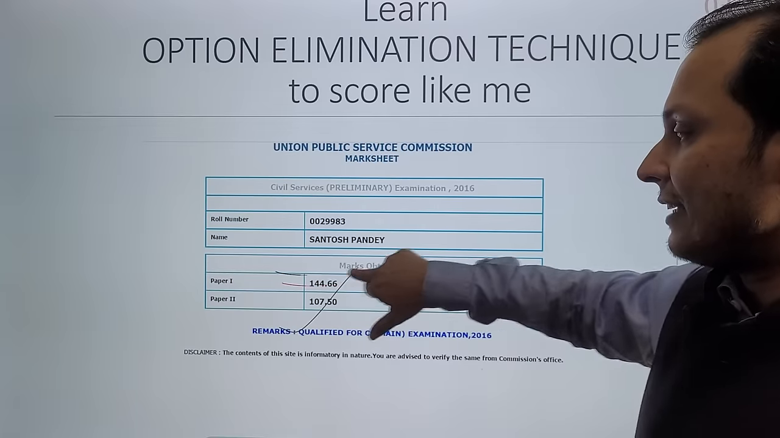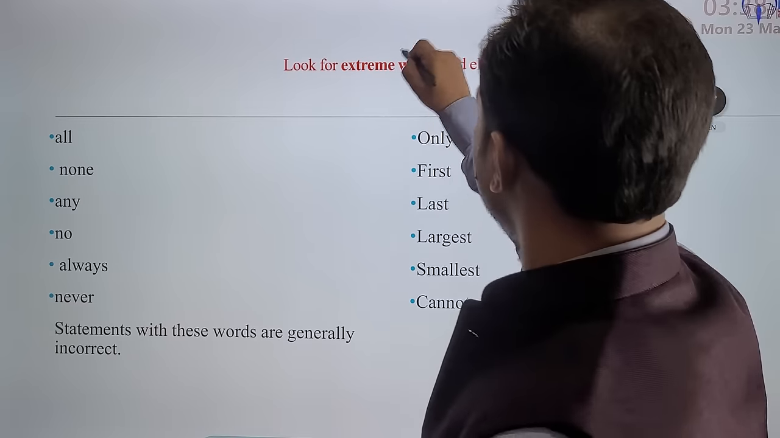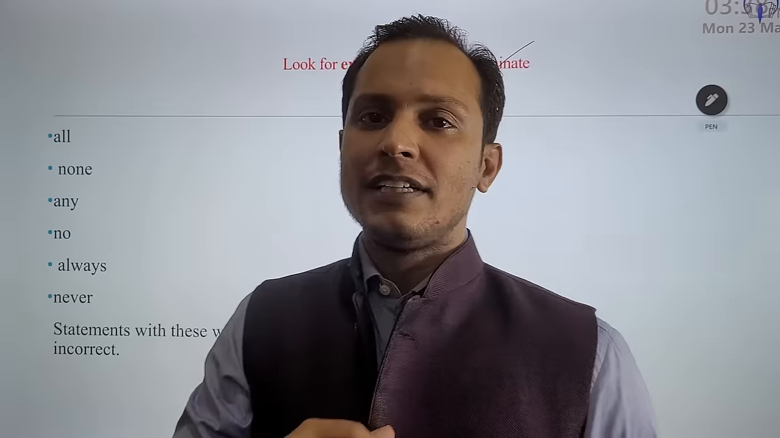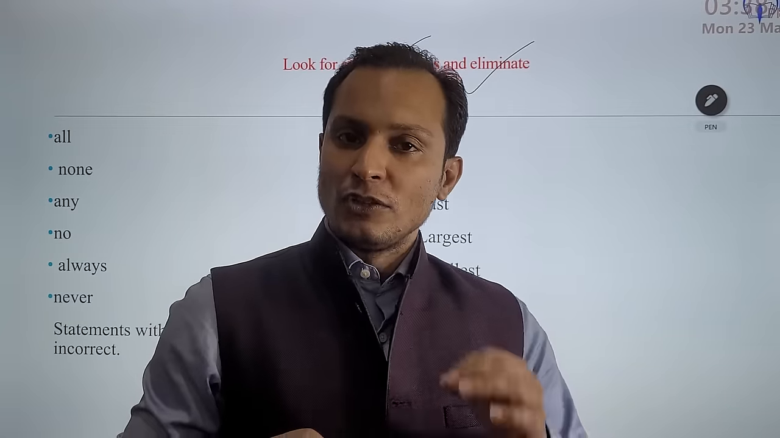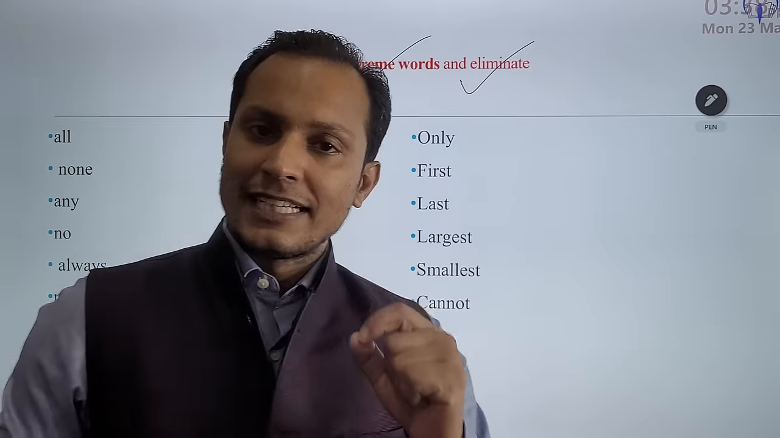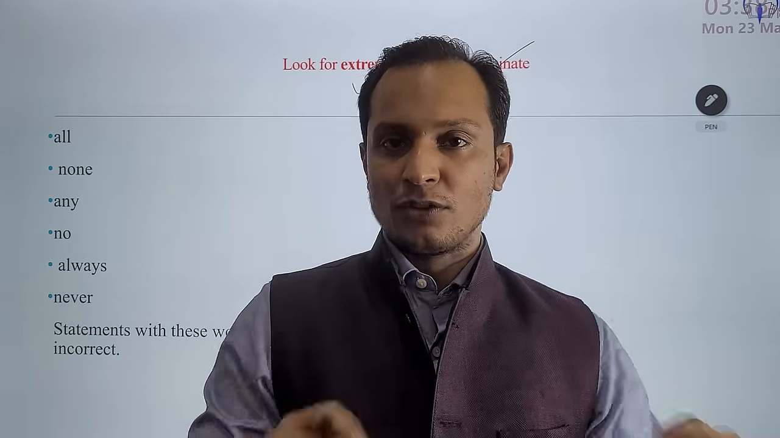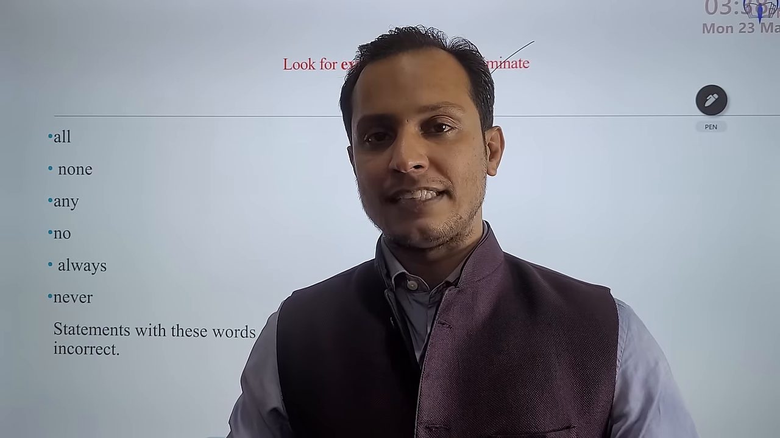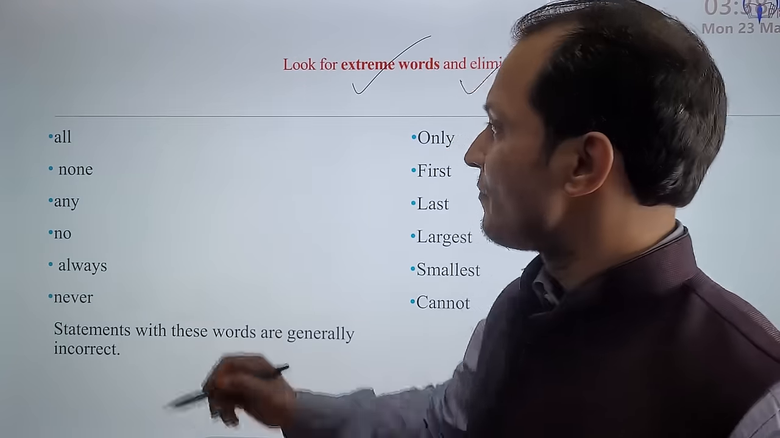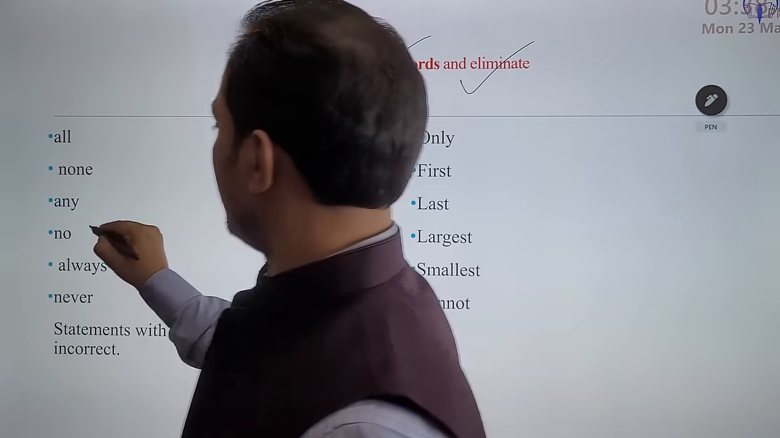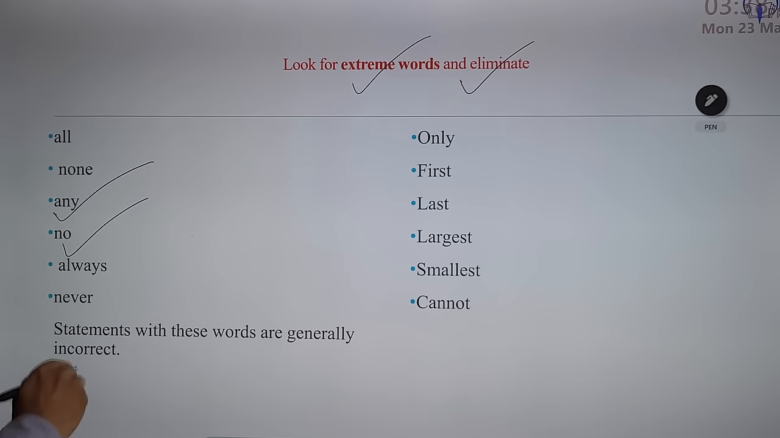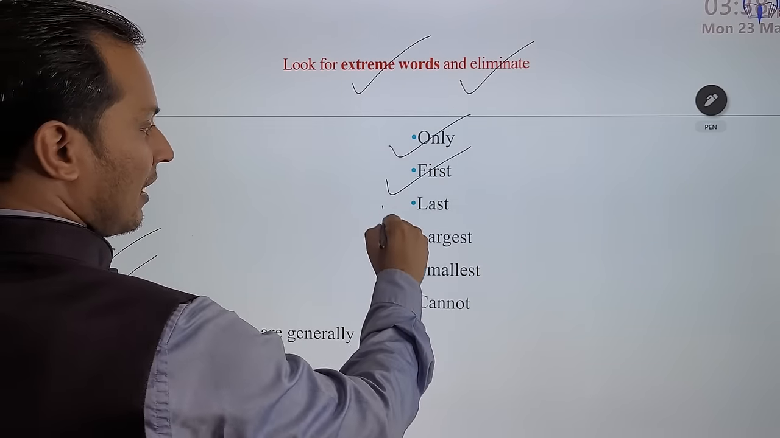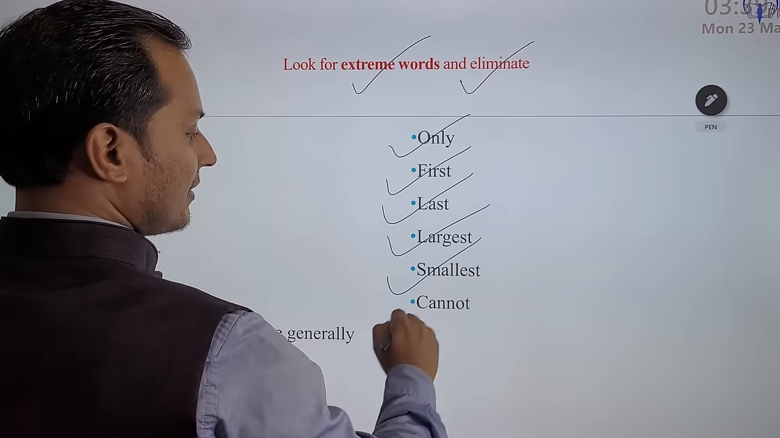So let us begin the technique, and then we will see the trap also. So what is that technique? That technique is called look for the extreme words and eliminate those extreme words. In UPSC, whatever I have generally observed, the paper setter uses extreme words in the sentences deliberately to frame incorrect statements. I have made a list of all these extreme words in the last 10 years: all, none, any, no, always, never, only, first, last, largest, smallest, cannot.